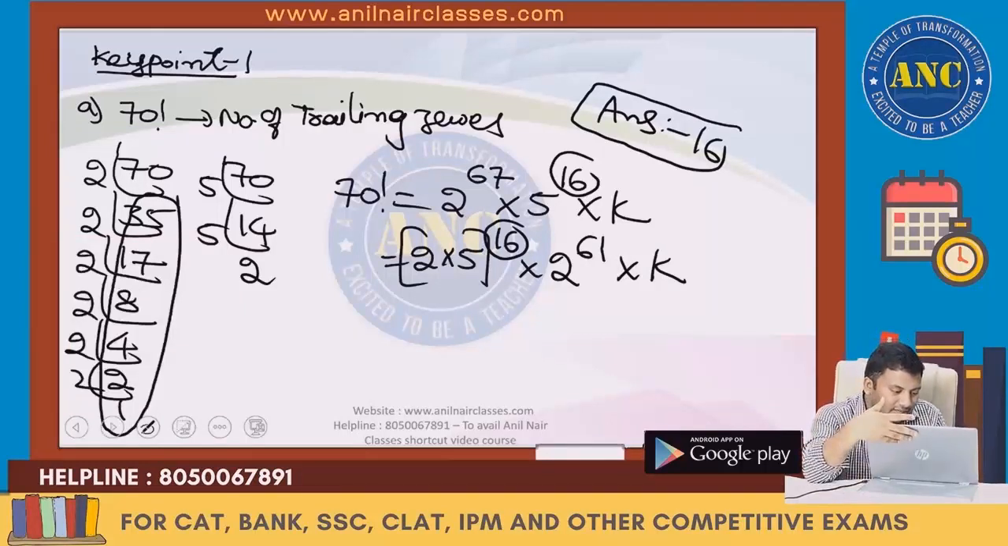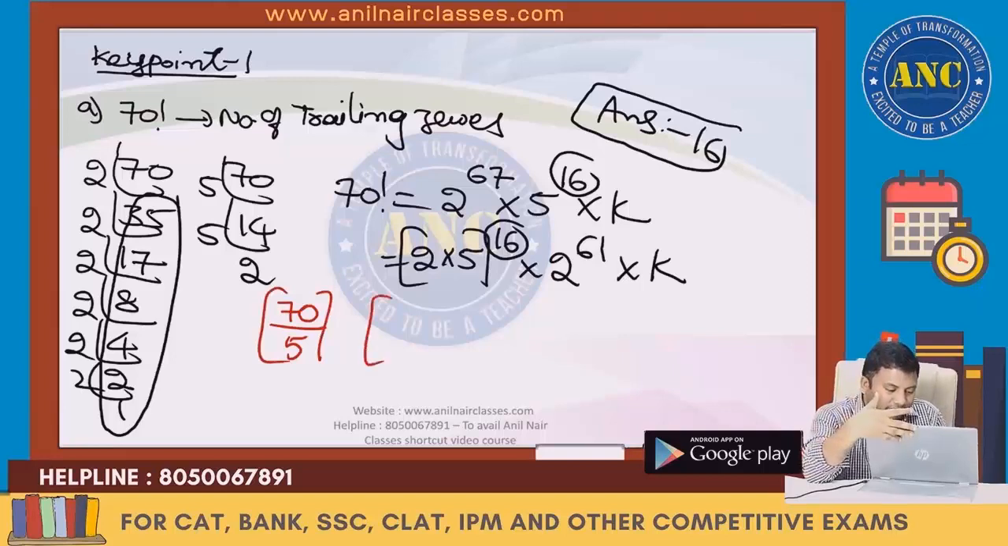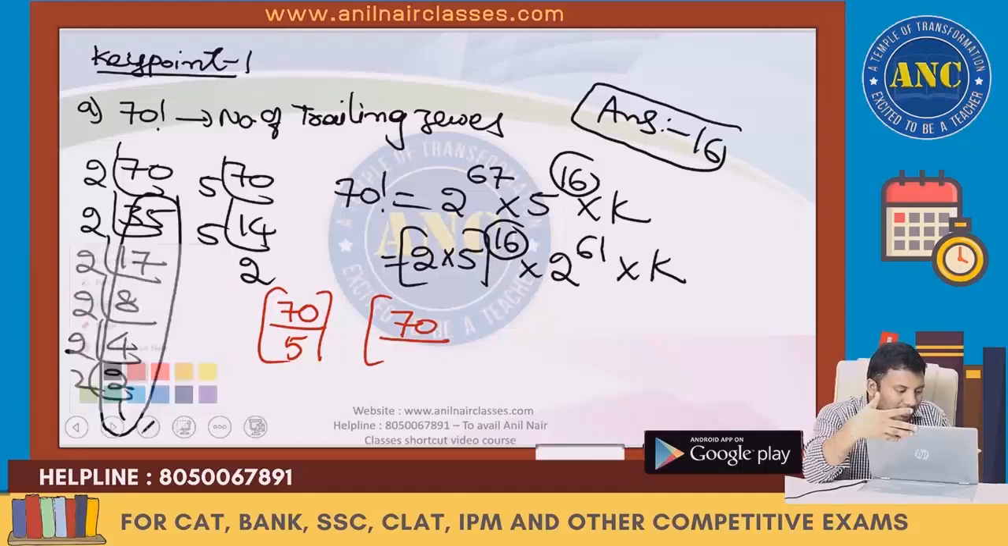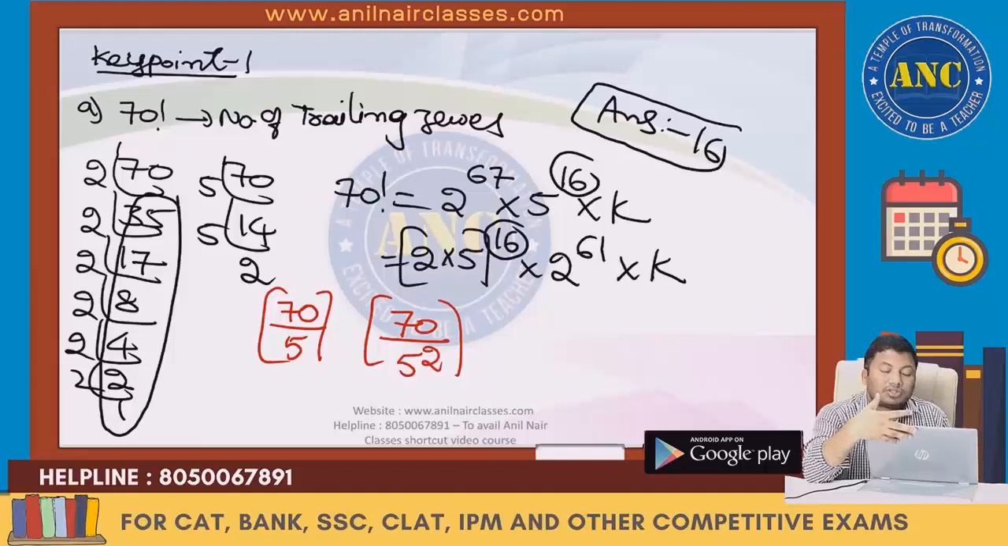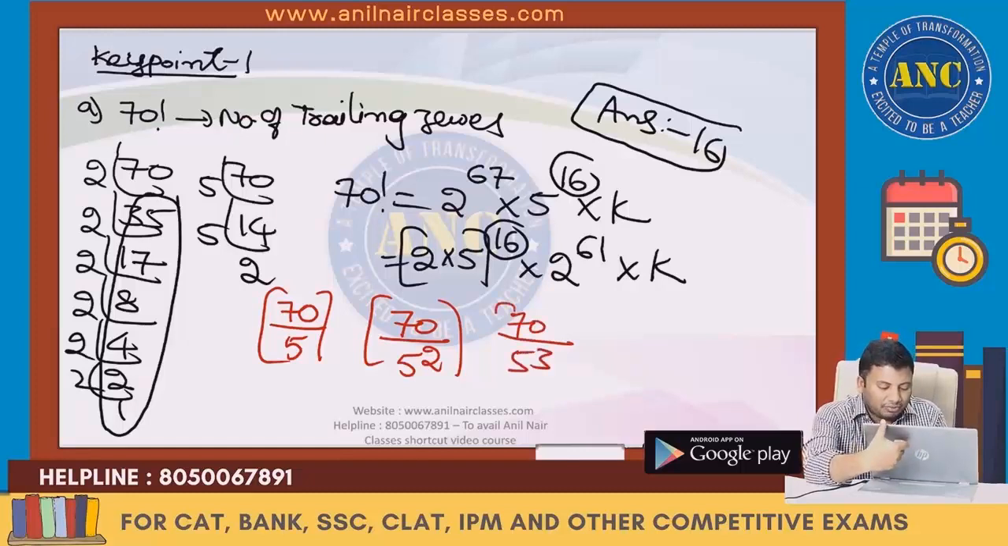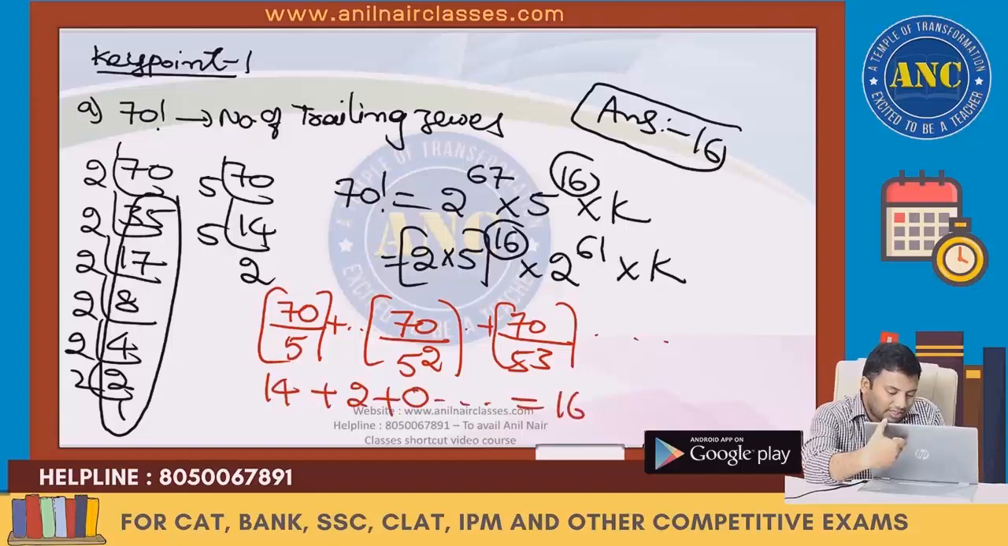Can I write it like this? 70, first I divided by 5: 5 14s are 70, remainder, forget about it. Then I divided 70 by 5 square, that is 70 divided by 25: 25 2s are. Then I divided 70 by 125. From this, all of it is 0. So it is nothing but 14 plus 2, remaining all are zeros. So it is 16.